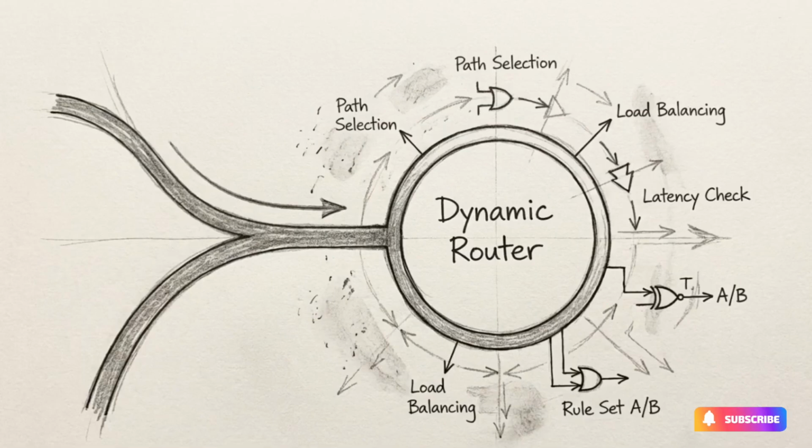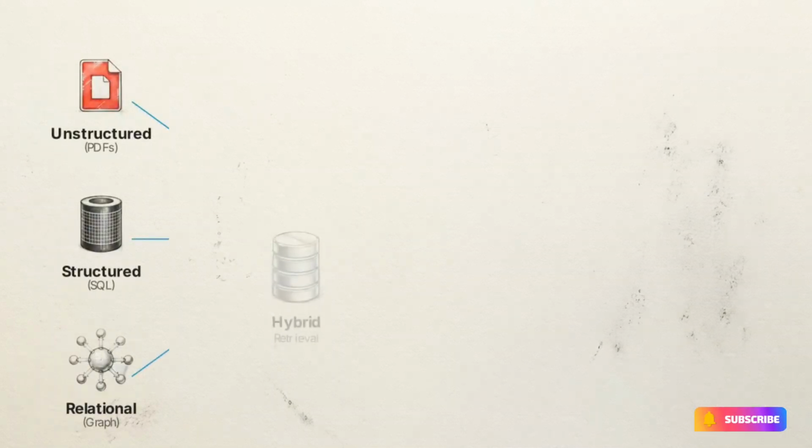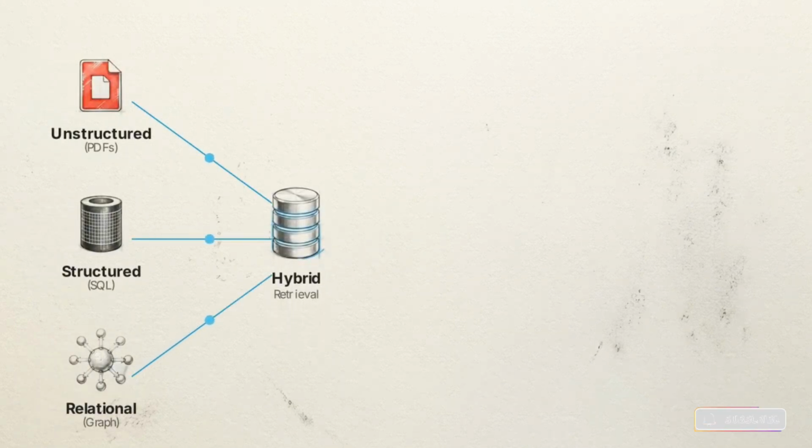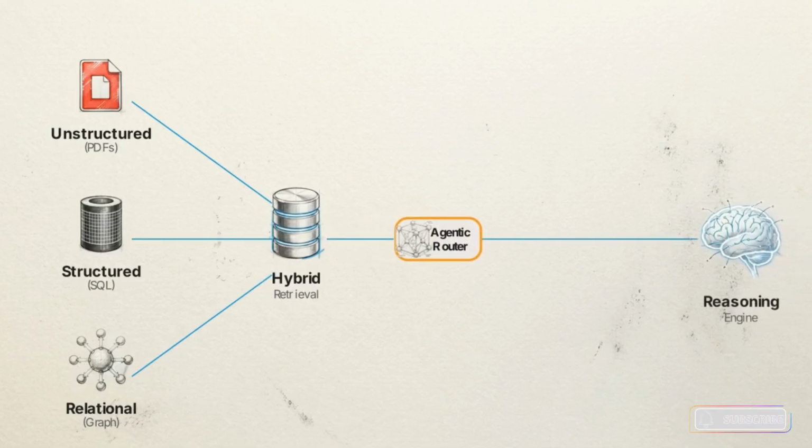Modern RAG has evolved past a single vector database into a dynamic routing engine, automatically directing queries to the specialized infrastructure best suited for the task. This macro-level architecture map outlines the full production RAG pipeline. Unstructured PDFs, SQL databases, and graph knowledge bases all feed into a hybrid retrieval layer, orchestrated by an agentic router.